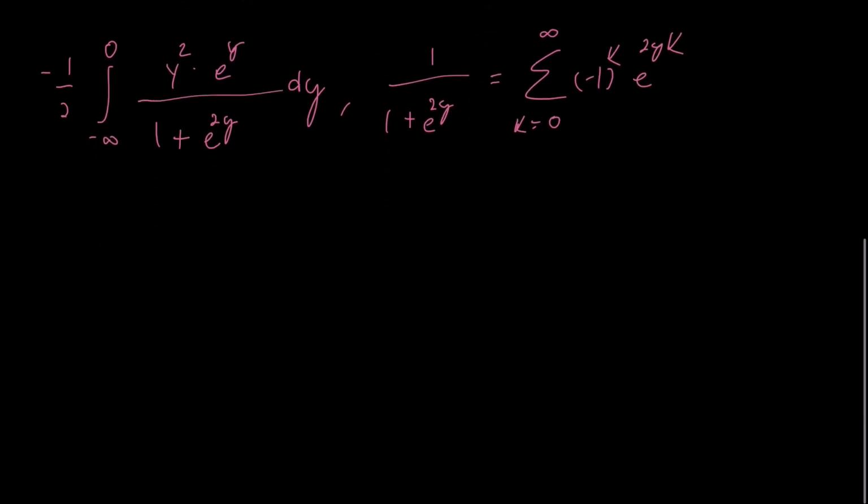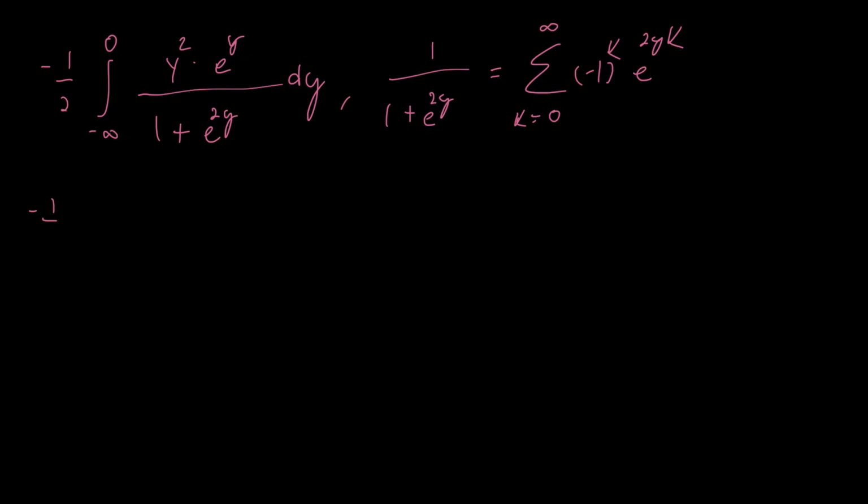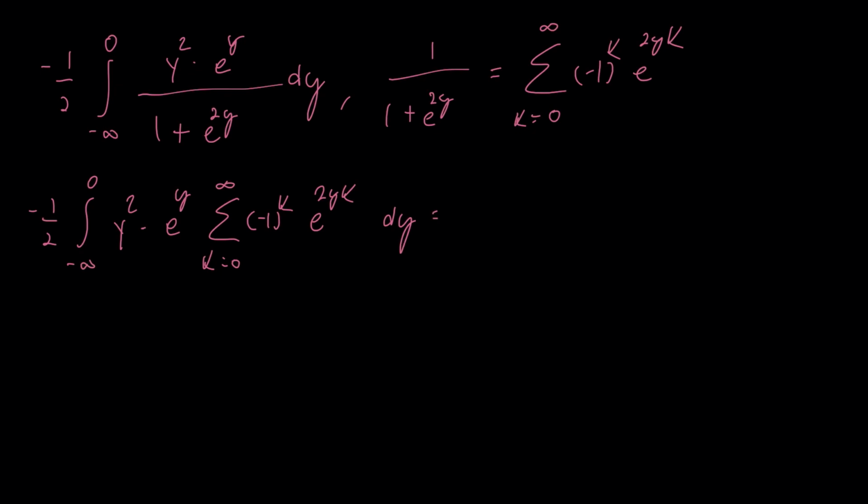So replacing that into the integrand, we have negative a half, the integral from minus infinity to 0, y squared times e to the y, and then the sum from 0 to infinity, negative 1 to the k e to the 2yk times dy, and then swapping the sum and integral, we're going to have negative a half, sum from 0 to infinity, negative 1 to the k, and the integral from minus infinity to 0, y squared times e to the y, and then times e to the 2yk dy.